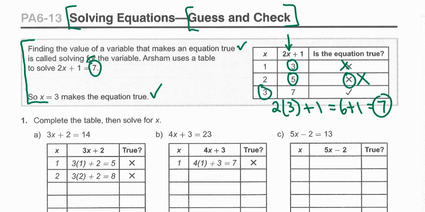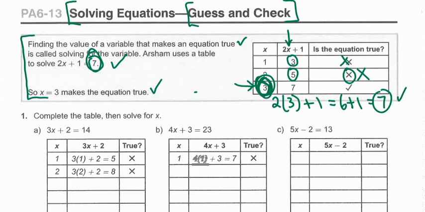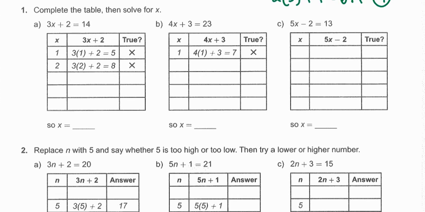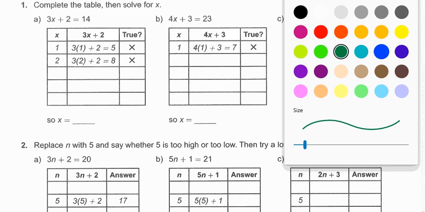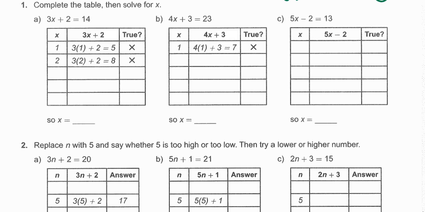So is this true with our initial equation? Yes. So now we found the value of x that is true. So x = 3. So that's what we're going to do for this, is some guess and check. Let's try number 1. Complete the table and solve for the variable.